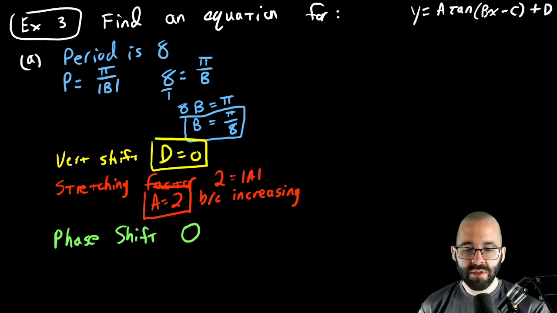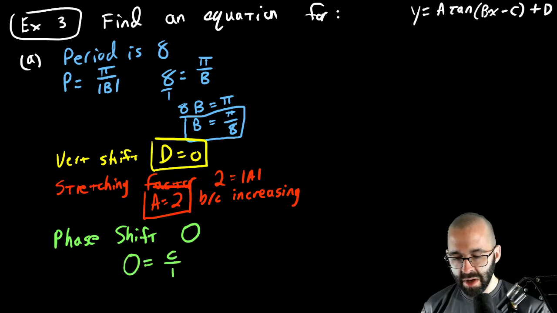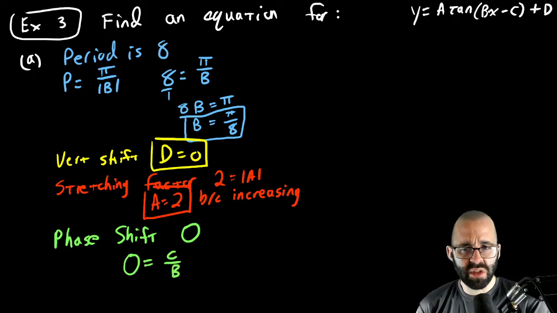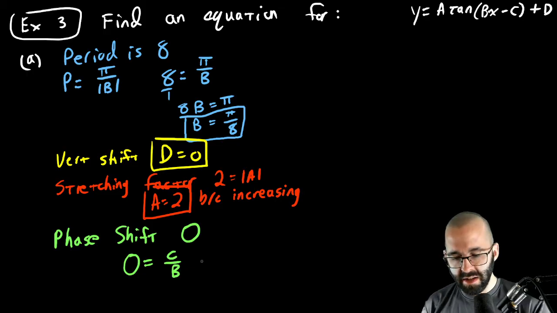And remember, phase shift is not the same thing as C. Phase shift is C divided by B. But again, multiply both sides by B, and you're going to get that C is equal to 0.